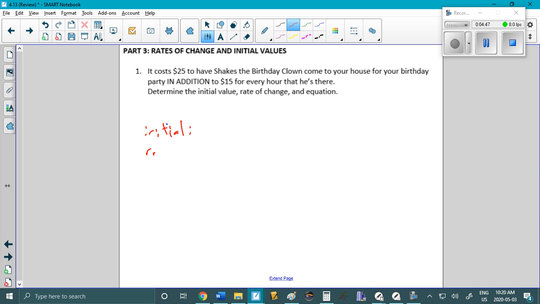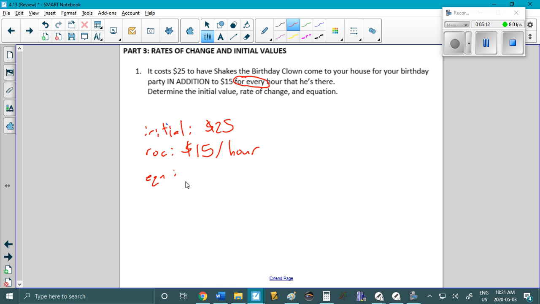We need the rate of change and the equation. Now, in a word problem, you folks have been getting this no problem. The initial value here is obviously the 25 bucks. The rate of change is going to be the "for every" number, or "per" number if it says per, and that's $15. We need two units here. $15 per, and it looks like it goes up per hour.